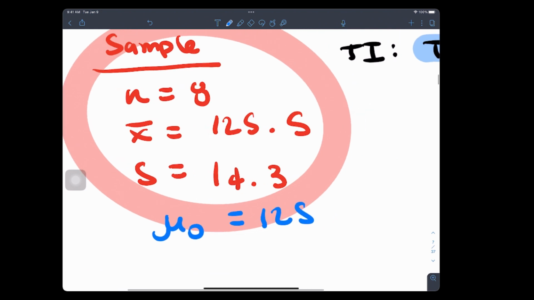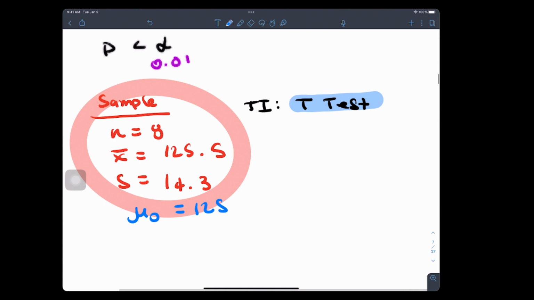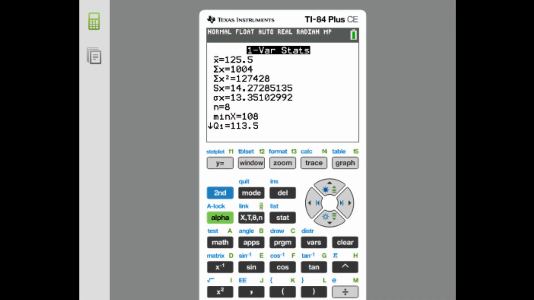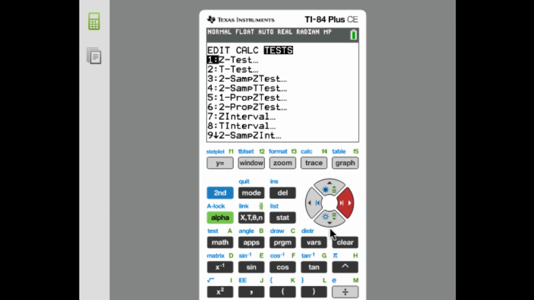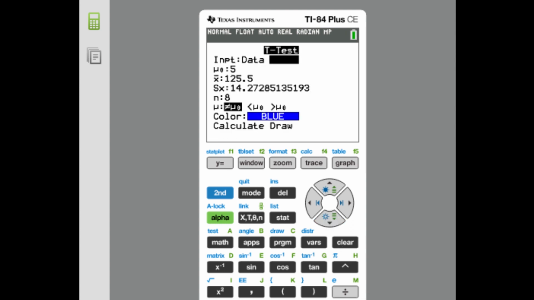I need that in my TI calculator. Okay. All right. You guys ready? So you say, how do I get there again? Go to your calculator and go to what? Stat, test. What do I go to? Not Z-test. That was a large sample. We go to T-test. Let's enter. Mu naught. What is that one?